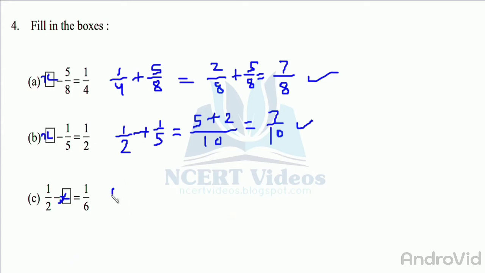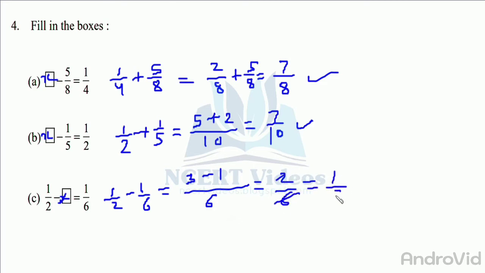C part. Let's shift x to other side. So half minus 1/6, 6 is common LCM. 3 minus 1 gives you 2 by 6, further reducible to 1/3.